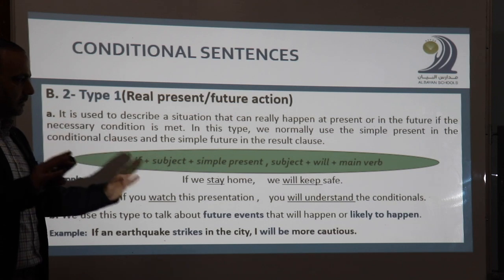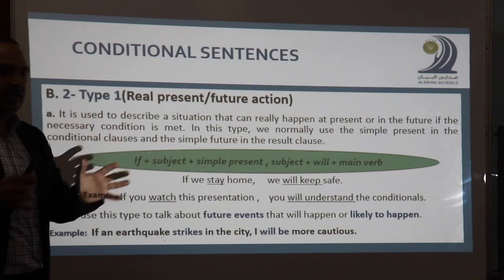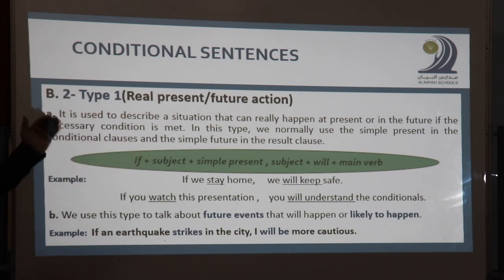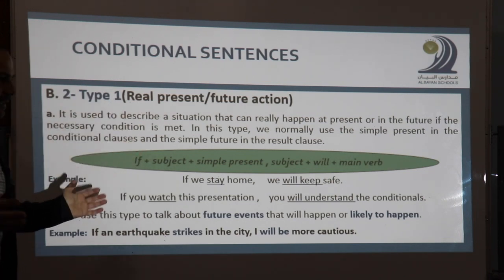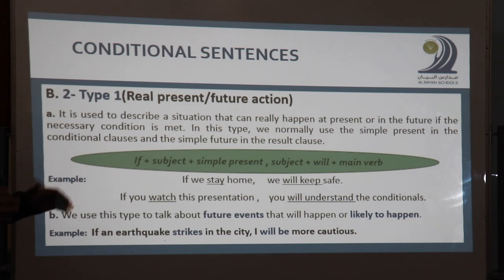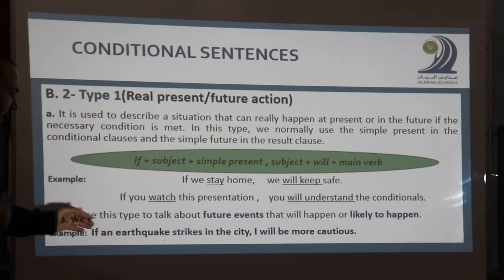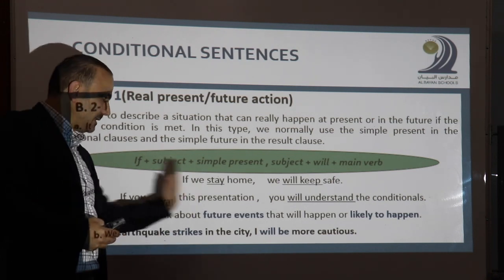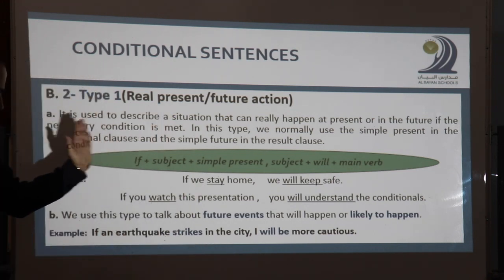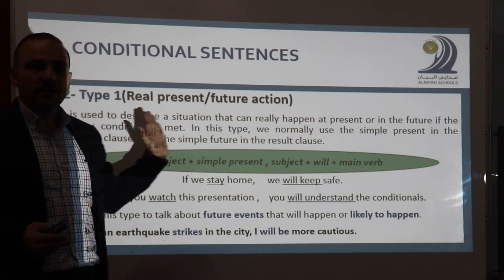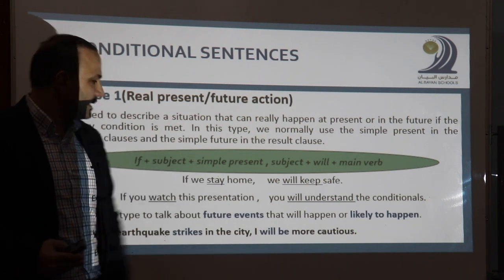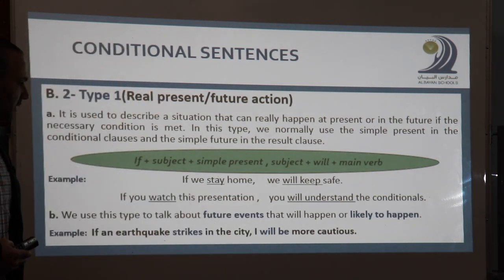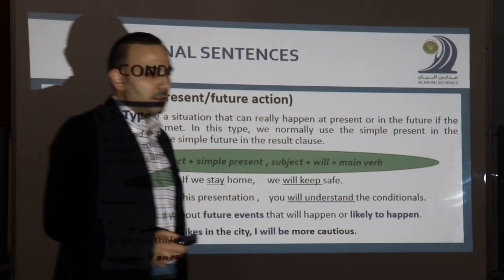Okay, yes. Here, definitely I'm talking about a right, present action. But in the future, I know nothing about the earthquake. But I'm talking about a future event that may happen, yes, or is likely to happen. If an earthquake strikes, yes, strikes as simple present as we said here. In this type, we use the simple present in the conditional part, and in the result one, we use the simple future, will plus main verb, I will be more cautious.